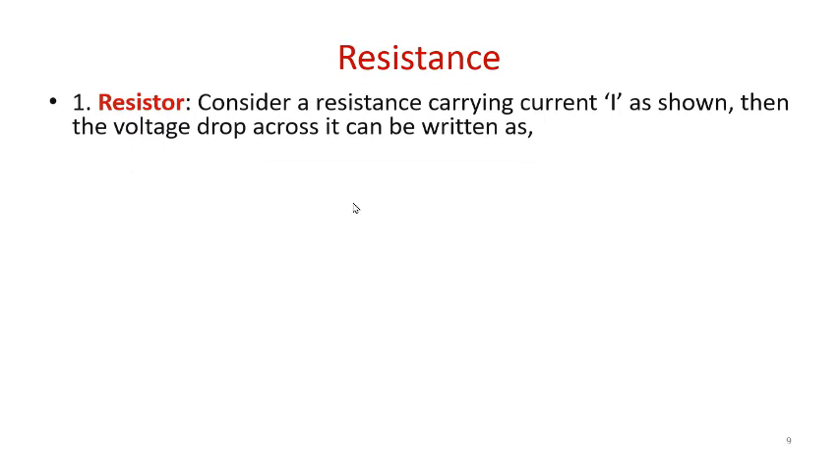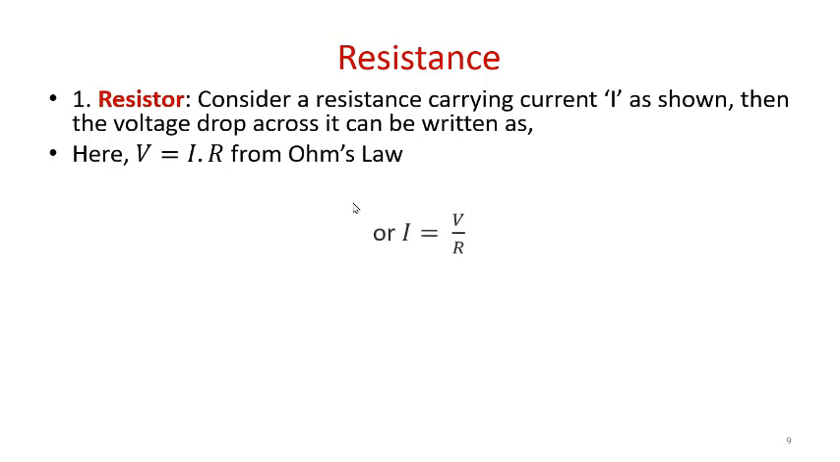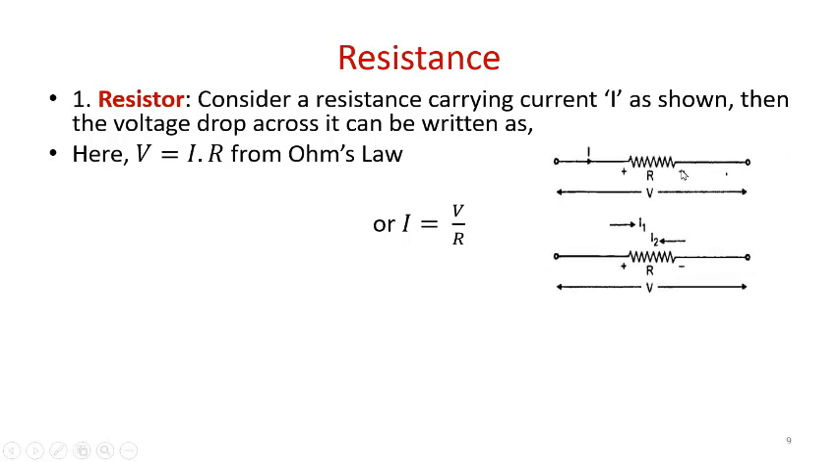Firstly, we will go with the first element, that is resistance. Here we consider a resistance carrying current as shown. The voltage drop across it can be written as V is equal to IR from Ohm's law. Hence, we can write the current as I is equal to V by R. In the diagram we can see that between the two nodes we have the resistance. The current flows from one node to the other node, so this is positive and this is negative.